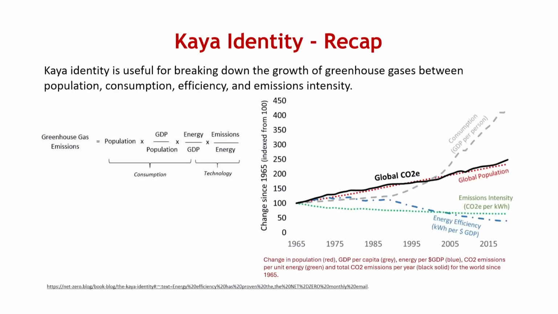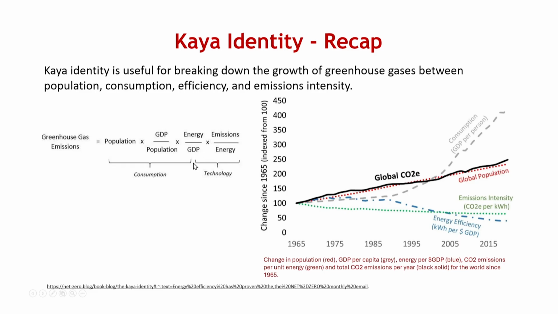So, one of the first verticals that we will look into under the Kaya identity would be energy efficiency, or reducing the amount of energy needed per unit of GDP. Let us quickly recall what the Kaya identity was. It was a tool which helped us break up greenhouse gas emissions into four major verticals: population, GDP per population, energy per GDP, and emissions per unit of energy.